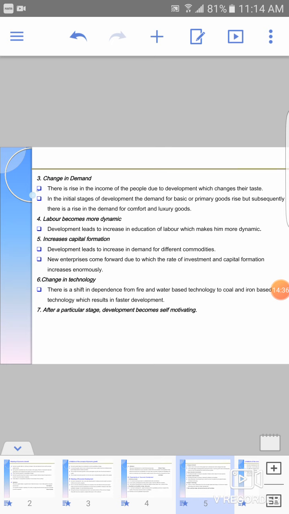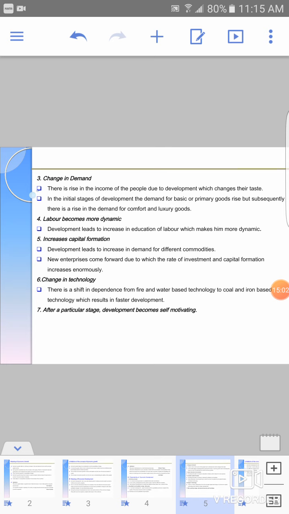This is a process basically. Demand increases for goods and services. So new products will come in the country, a variety of products will come in the country. For that investment is required and capital formation at last will increase in the country.